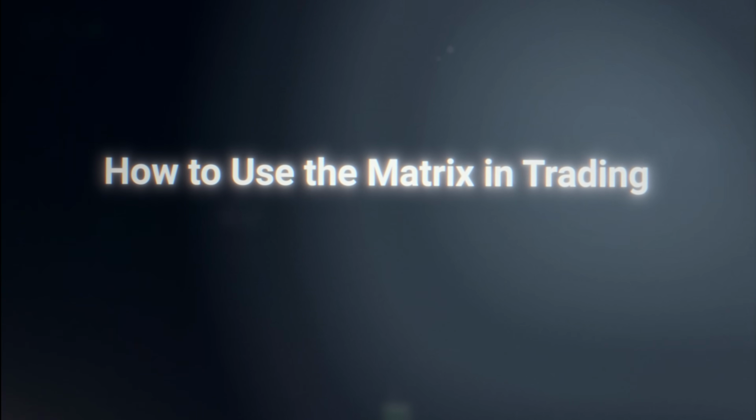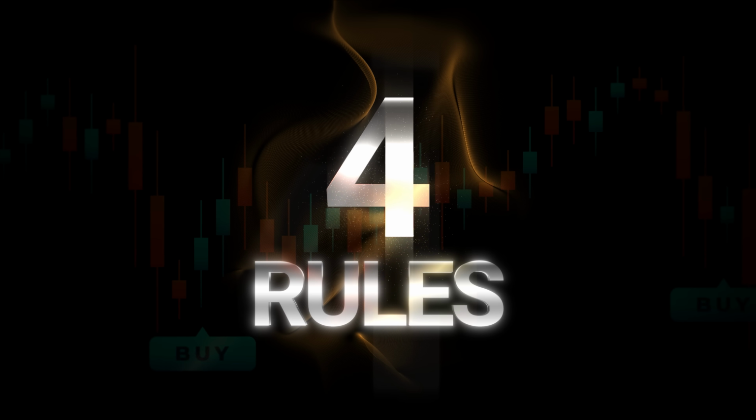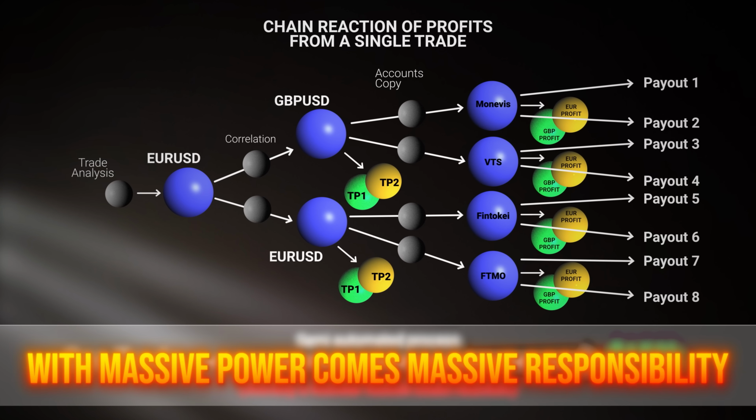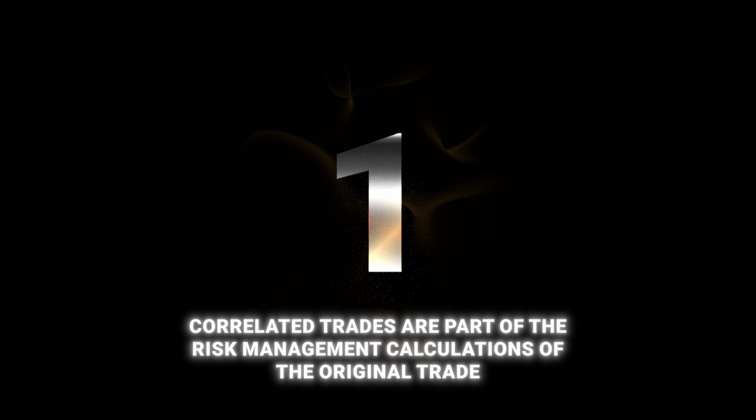How to use the matrix in trading. Okay, before diving into the supply and demand portion, there are 4 important rules that I always follow when I consider taking correlated trades. These mitigate a lot of the risks that come as a package with this style of trade. Rule number 1. Correlated trades are part of the risk management calculations of the original trade.